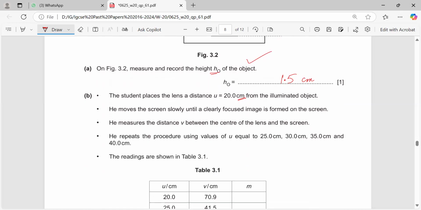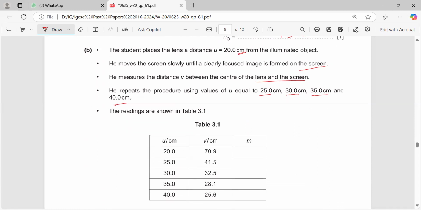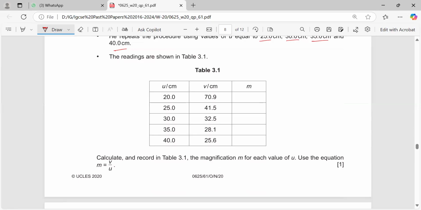He moves the screen slowly until a clearly focused image is formed on the screen. He measured the distance V between the center of the lens and the screen. Then he is repeating the same procedure using the values of U equal to 25, 30, 35, and 40. The readings are shown in the table. So all the readings are there in the table. And what we are supposed to do now, units are there, everything, calculate and record in table 3.1.